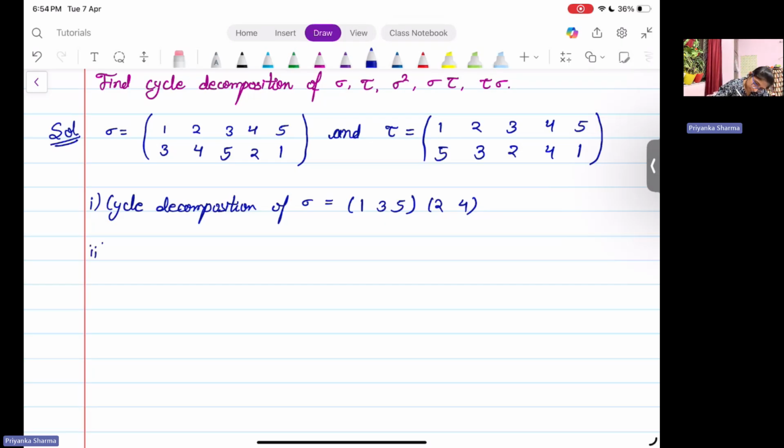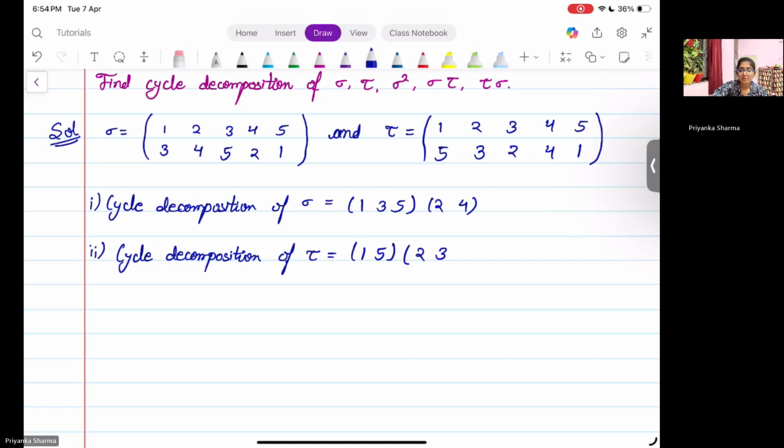Now, what is the cycle decomposition of tau? 1 goes to 5. So we will write 5 after 1. 5 goes to 1. So the first cycle completes. Then 2, which is not in the first cycle. So 2 goes to 3. So we write 3 after 2. Then 3 goes to 2. So this cycle also completes. And 4 goes to 4. So if you want to write this, it will be 4.